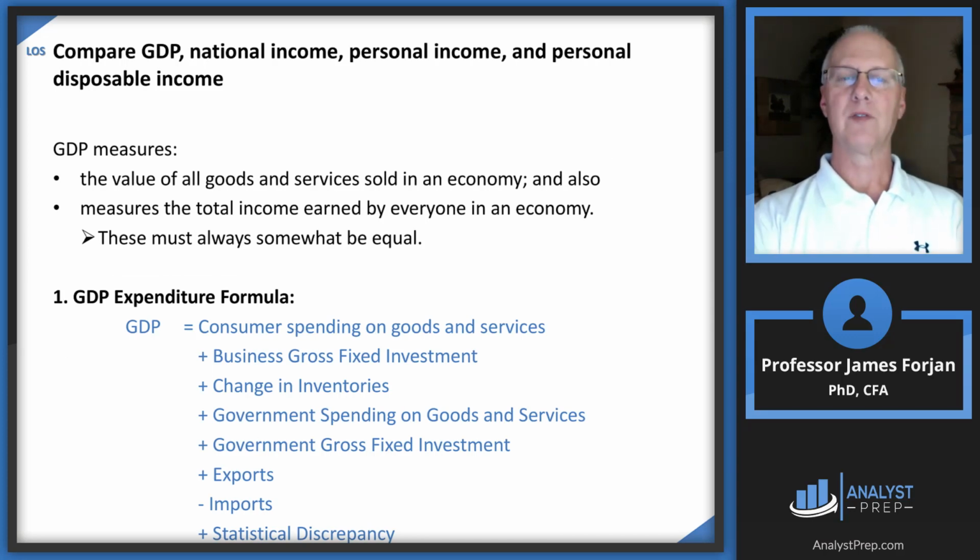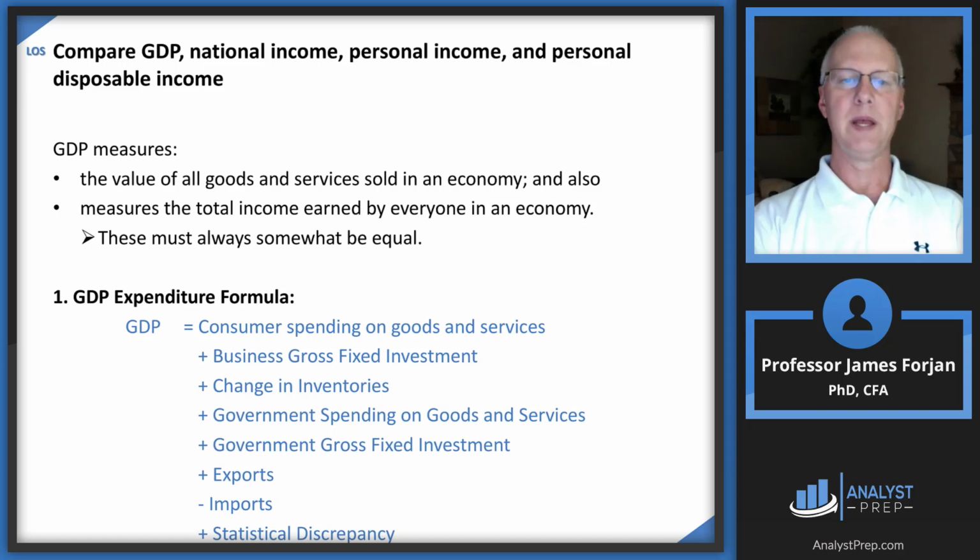Next, the LOS asks us to compare GDP with national income, personal income, and disposable income. Remember what we've been talking about here: GDP measures the value of all goods and services in the economy. On the other hand, it measures total income. And so these two ought to be equal.